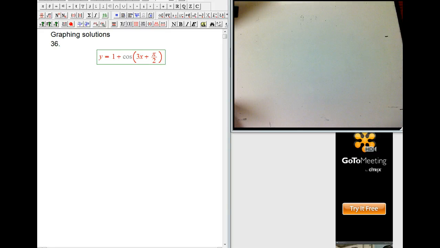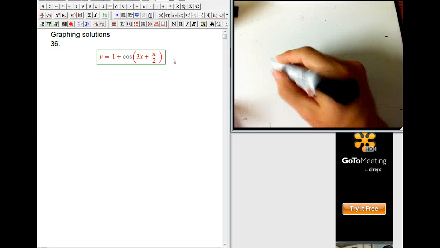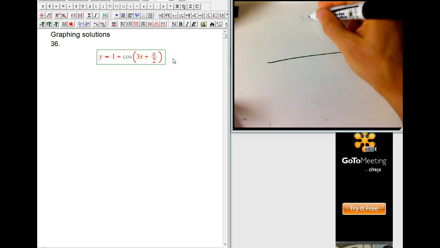Here's a solution to number 36 from the homework, and I'll do some others in another video. But real quick, y equals 1 plus cosine of the quantity 3x plus pi over 2. So let's try and do this quickly. We'll get some axes set up.